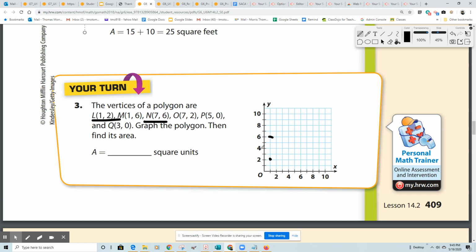N is over 7 up 6. O is over 7 up 2. And P is over 5 up 0.